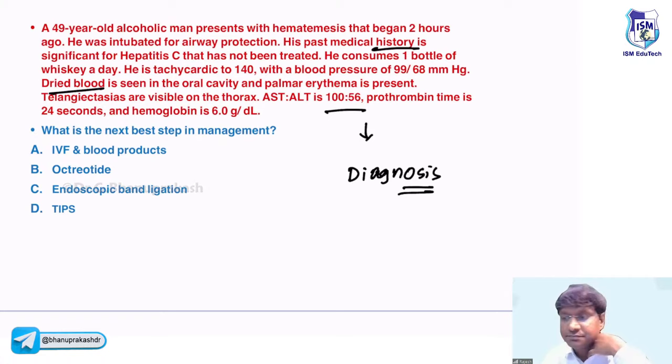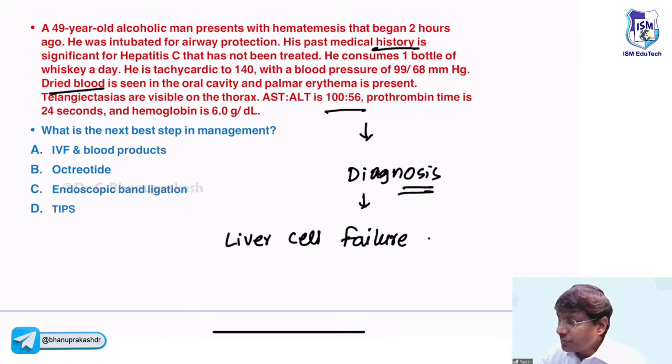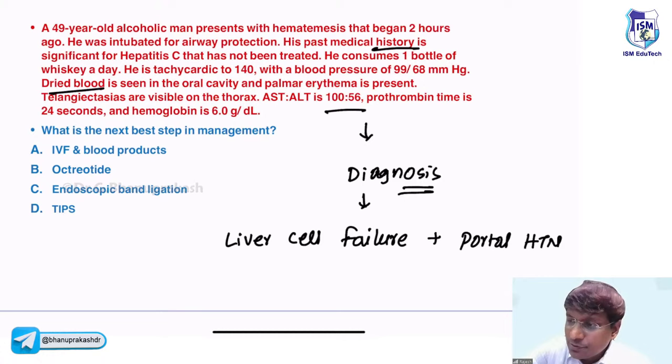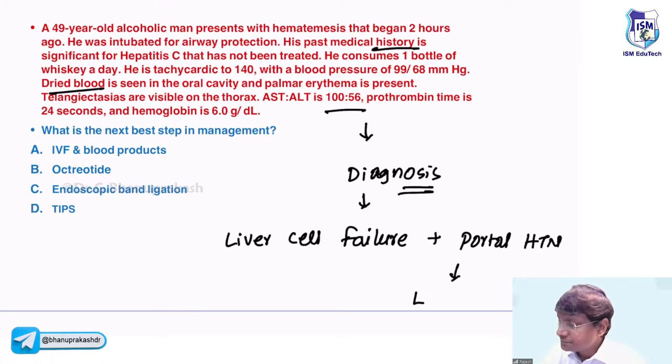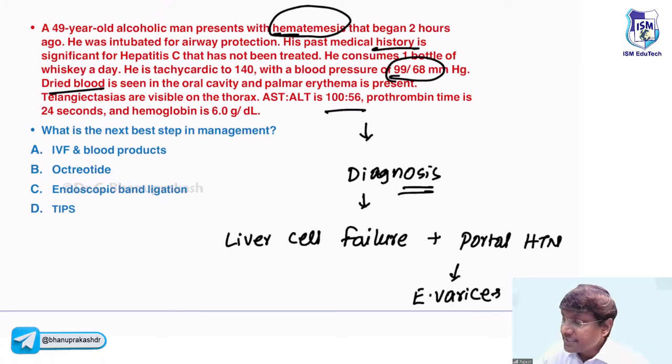So the diagnosis in this case is a patient with liver cell failure. Along with that, there is portal hypertension, right? And this portal hypertension is causing esophageal varices, and these esophageal varices have been ruptured. The ruptured esophageal varices is the one responsible for the development of hematemesis. And the blood pressure of the individual is like 99 by 68.